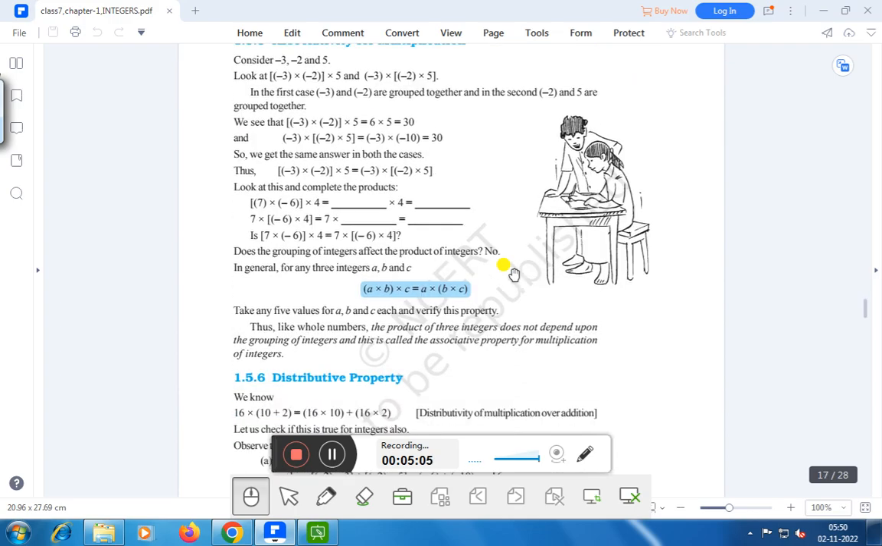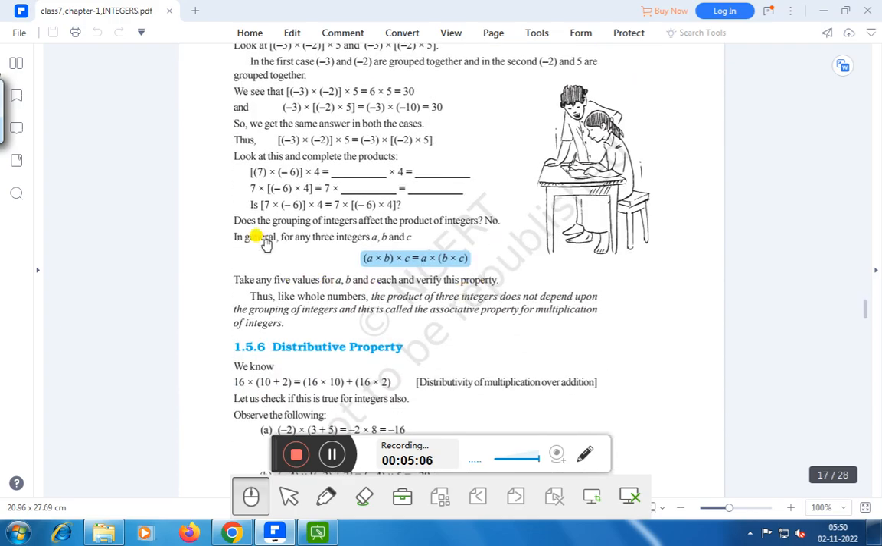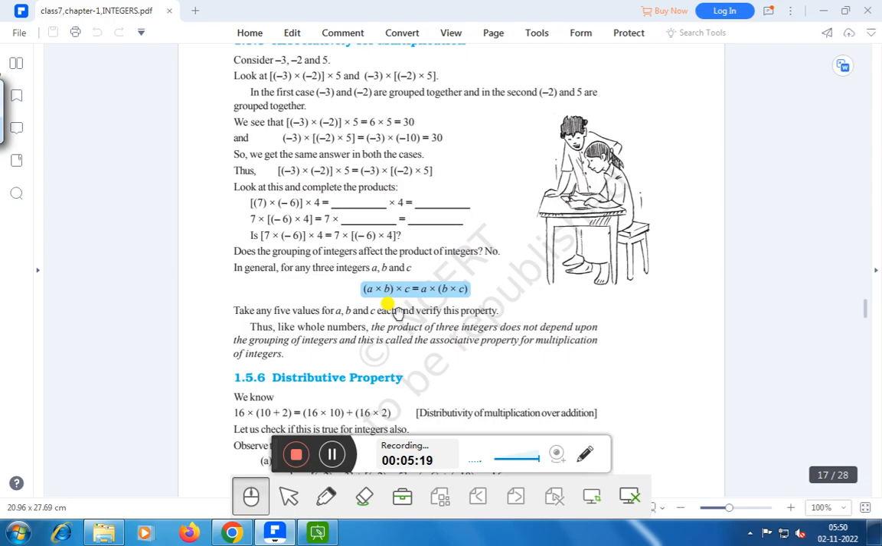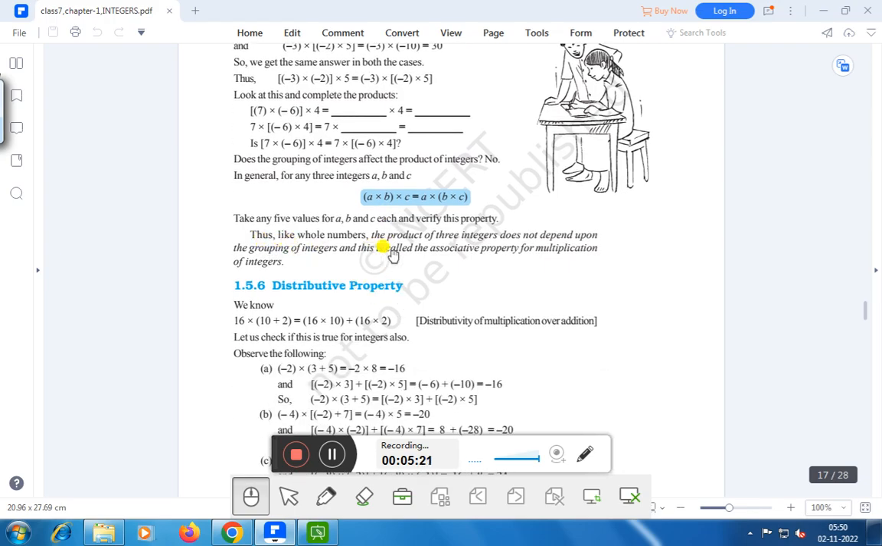Associativity of multiplication. Associativity of multiplication means, in general, for any three integers a, b and c, in brackets a into b, into c is equal to a into in brackets b into c. This is known as associativity of multiplication, right? Thus, like whole numbers, the product of three integers does not depend upon the grouping of integers, and this is called the associative property for multiplication of integers, right?